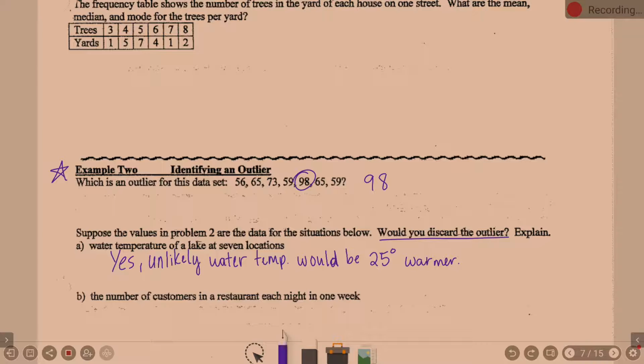Now, those same numbers that were just lake temperatures, water temperatures for the lake, are now the number of customers in a restaurant each night in 1 week. That's Friday. Yes. No. Okay, so I'm hearing that's Friday, that's Saturday. What are you guys trying to say? Is that a legitimate possible number, maybe?